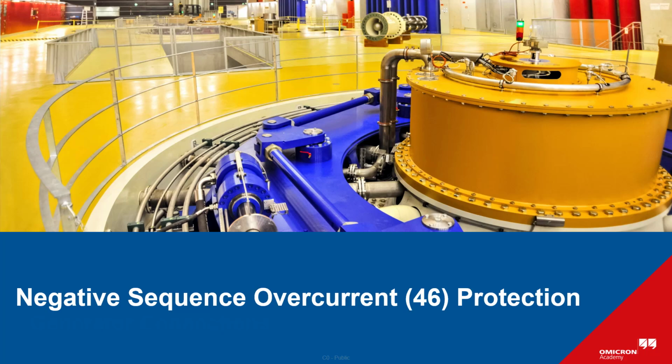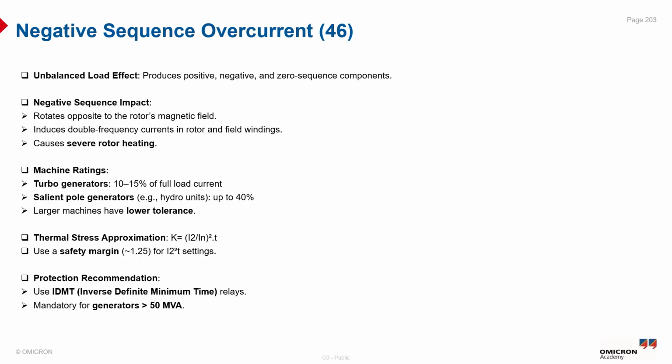So let's get started. Now we will talk about the theory behind the negative sequence overcurrent, which is called function 46 in the ANSI code. If we have any unbalanced load condition, it can result in a positive, negative, and zero sequence system. The negative sequence components rotate counter to the DC field system and hence produce a flux which cuts the rotor at twice the rotational velocity, and that's why large currents with a double frequency are induced in the field system and in the rotor body, causing severe heating in the rotor.